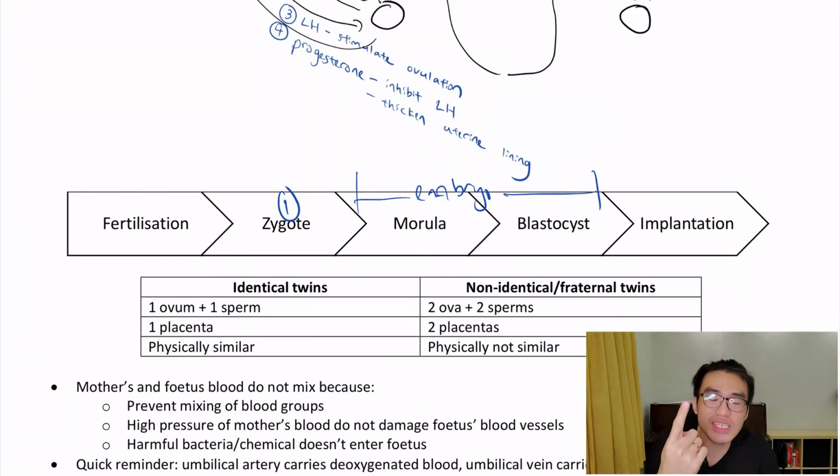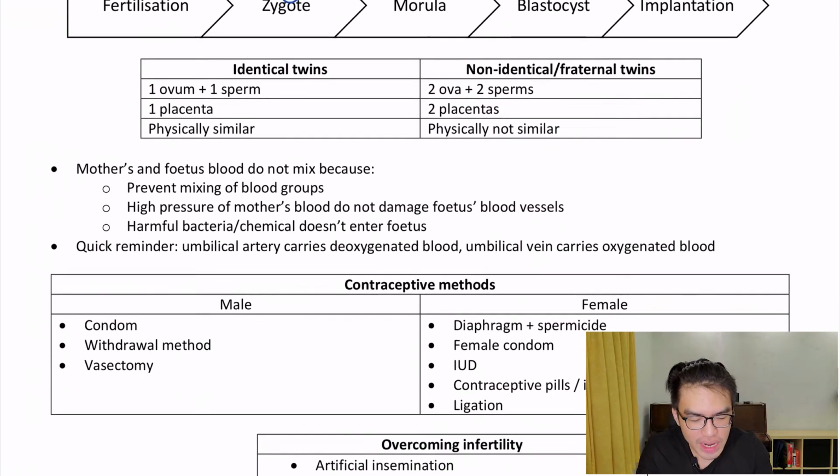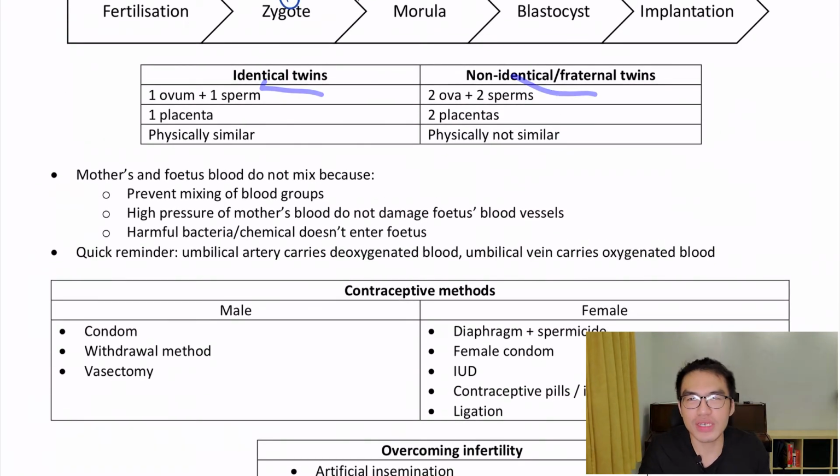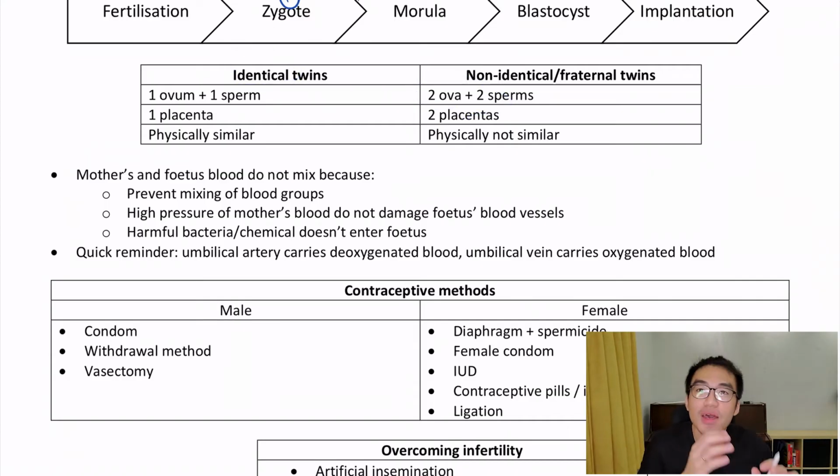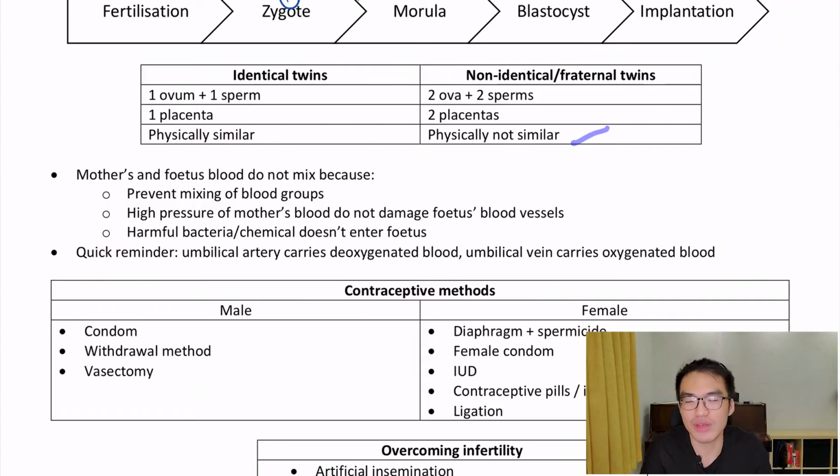Instead of just one stage, we call it embryo. So, identical twin and non-identical twin, what is the difference? One sperm and one ovum, versus two ovum and two sperm. Basically, non-identical twin is when you do two pregnancies at once, but identical twin is when you do one pregnancy, and somehow they just separate into two fetuses. Alright, so you have one placenta and two placentas, physically similar and physically not similar.